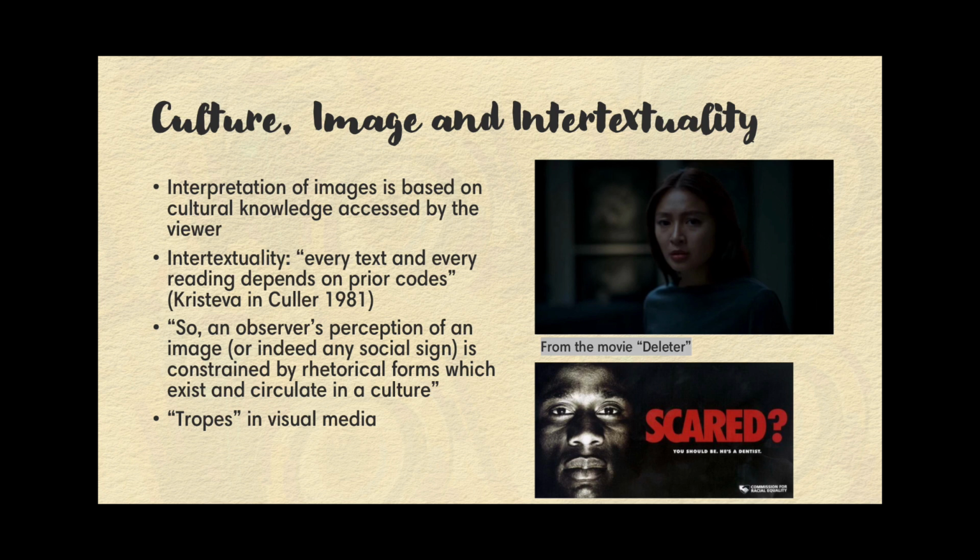So when we interpret pictures, we are taking from previous knowledge, previous experiences. So that's intertextuality. When we interpret our images, we base it on a cultural knowledge accessed by the viewer. So as explained here, every text and every reading depends on prior codes, right?